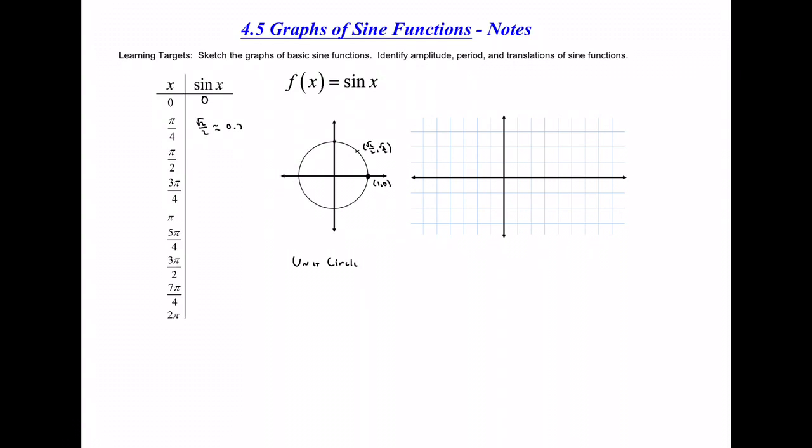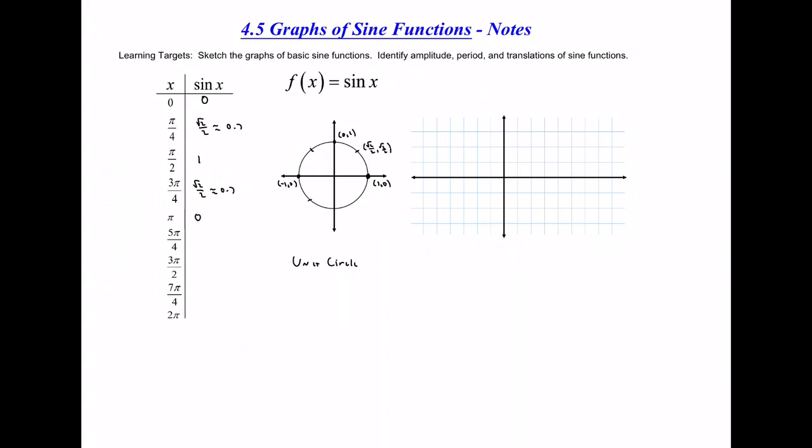Then at pi over 2, the ordered pair there is 0, 1. So sine of pi over 2 is 1. Then 3 pi over 4 will again be square root of 2 over 2, which is approximately 0.7. Then over here at pi, we are at negative 1 comma 0, so sine will be 0 again.